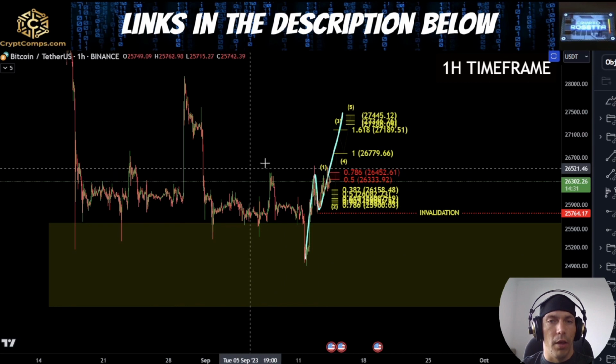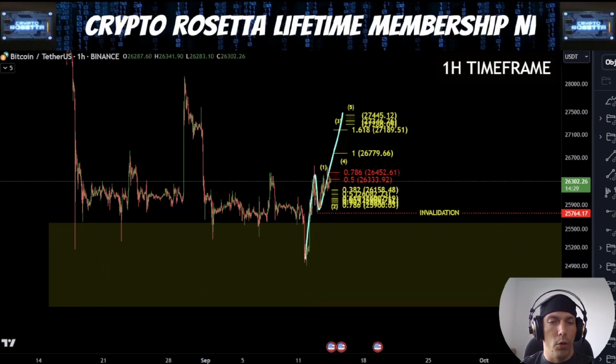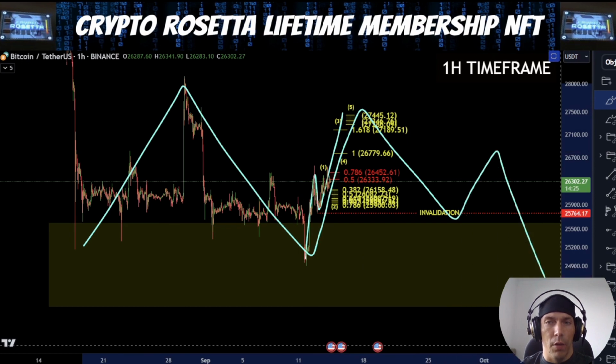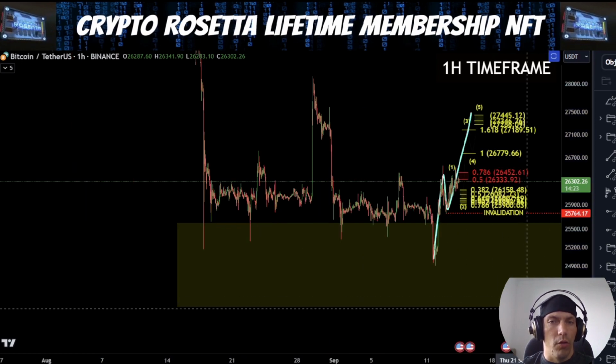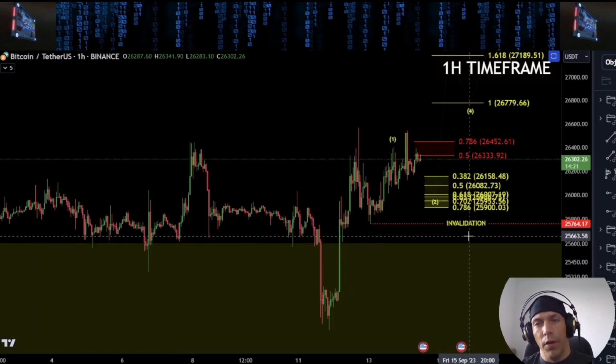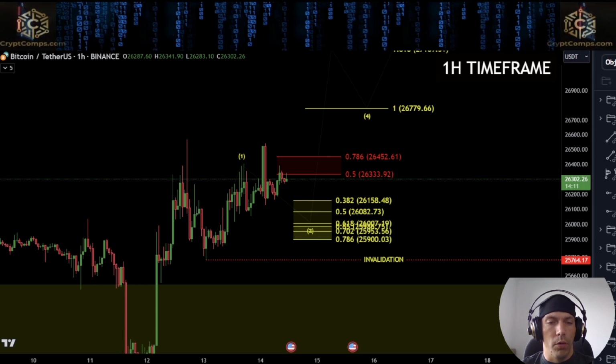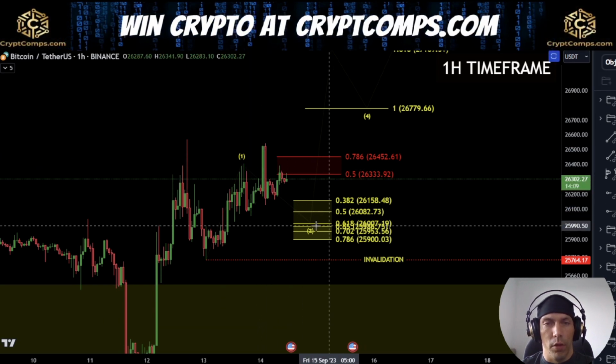We'd have to start being careful that there isn't something like a triangle playing out here then, where this is A, B, C, D, and E, and then we'll still look for continuation down. But effectively what I'm looking for here is, as long as we stay above 25,764, what we could see is just a 3-wave move to the downside here.